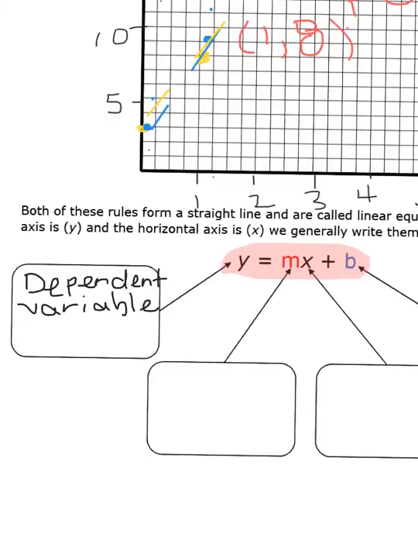And my dependent variable is also what we've been calling our total number of tiles. Okay, so our dependent variable is also what we've been calling our total number of tiles. Okay, our m right here, this is our multiplier or our slope.